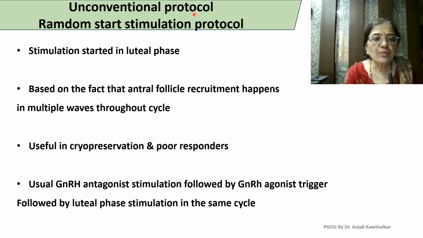Last is the unconventional protocol, the random start stimulation protocol. It is also called random start. Stimulation is started in the luteal phase here. It is based on the fact that antral follicle recruitment happens in multiple waves throughout the cycle.